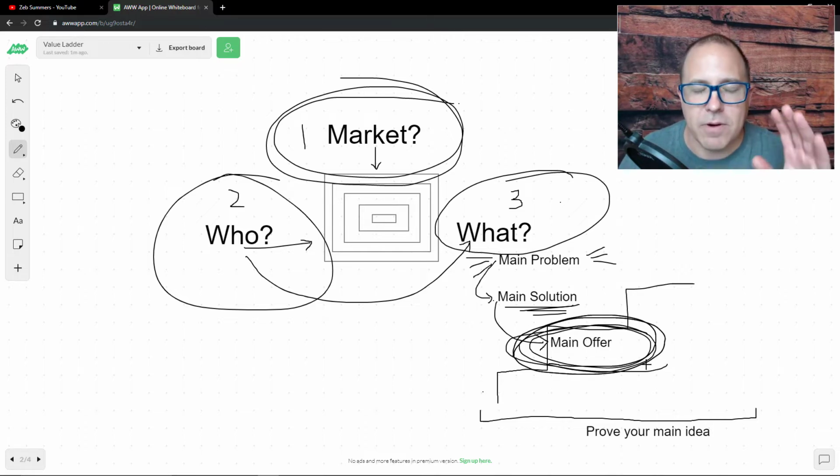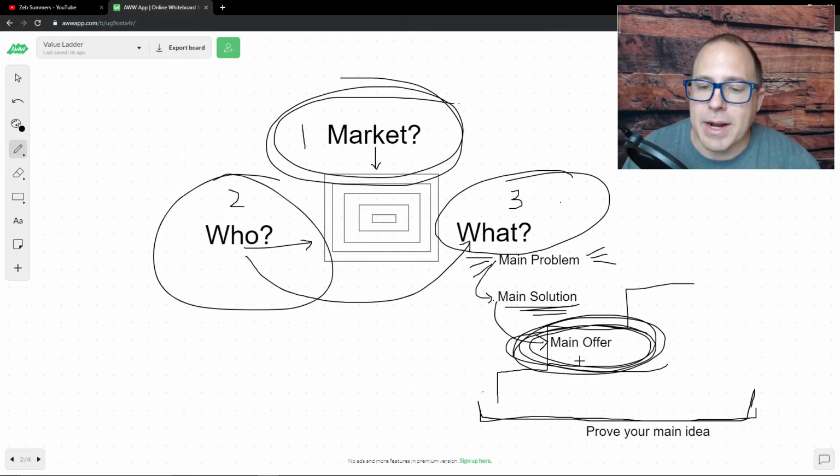You come up with your main offer, then you build your funnel, your value ladder around that, and then once you got your value ladder, you build your sales funnels, and everything else just falls in place. All right, so this is where you prove your main idea. Okay, this whole section here, this is your main idea, and this is where you prove it out.